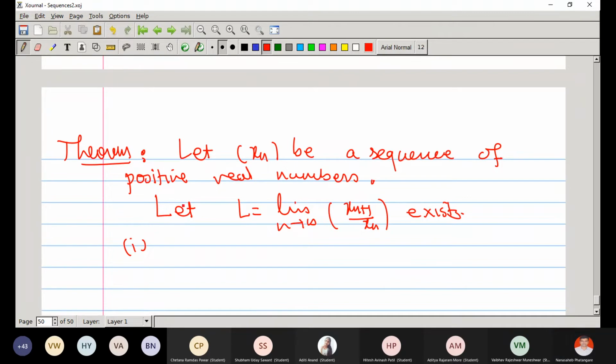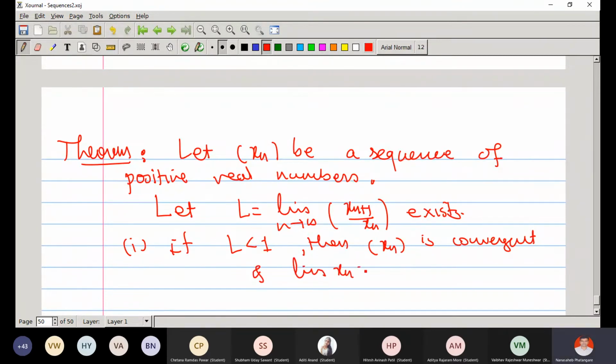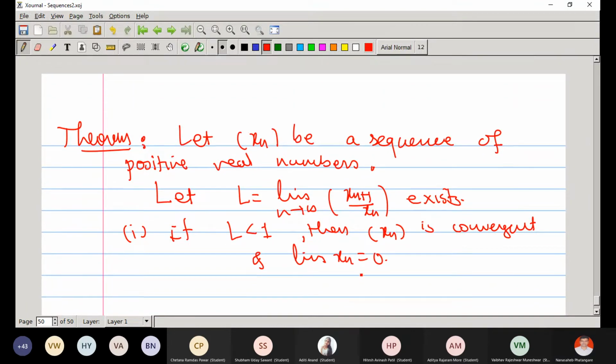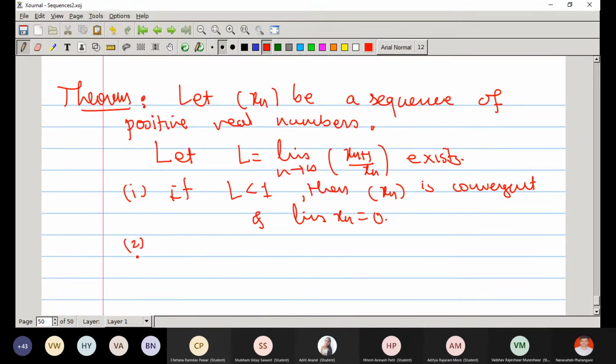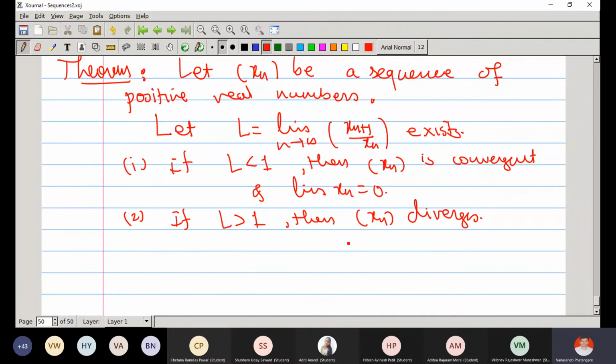So if L is less than 1, then xn is convergent and the limit of xn is 0. If L is greater than 1, then xn diverges. Right, so read the statement carefully. Read the statement of the theorem carefully.